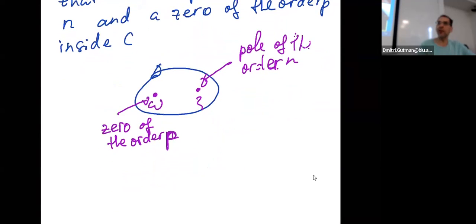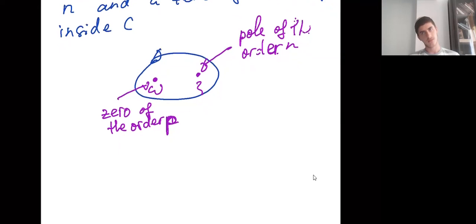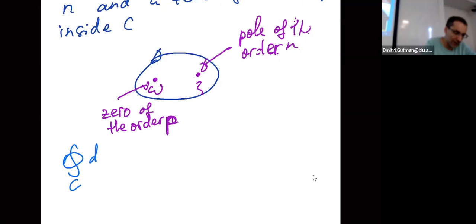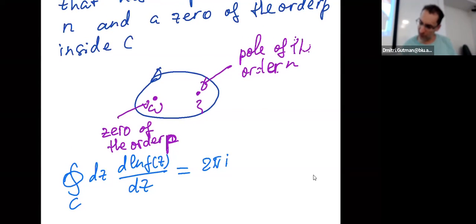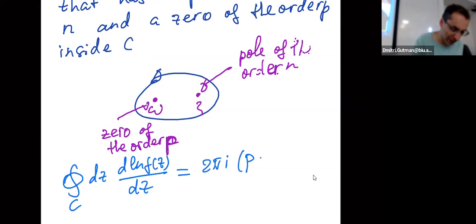What will be the value of this integral? It's an integral along C of dz d logarithm f of z over dz. So there are two singularities of the logarithm. Say it loud. Correct. So 2 pi i, and then one needs to be very careful with signs. So zeros come with a plus sign, and poles come with a negative sign.